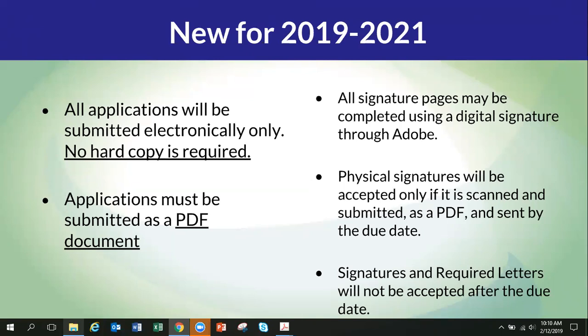You may use digital signatures through Adobe if you have that capability with your Adobe software. If you do not, you can print them, physically sign them, and scan them back in as PDFs and send them together. The signatures and the required letters will not be accepted after the due date, which, everybody say with me, is May 1st. So please do not submit anything after that date and ask us if we can review. We just cannot. It is a competitive grant.